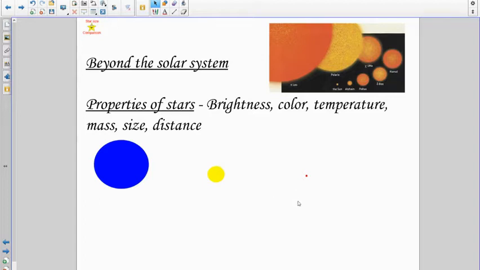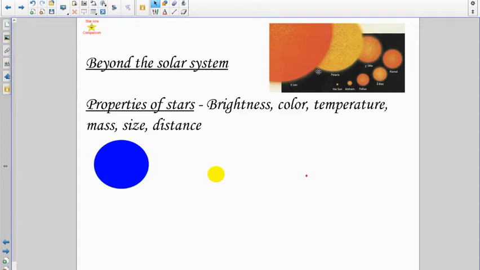There's some information we can gather from just looking at these three stars. One is that the colors are different. The smaller one here is red, the middle one here is yellow, and the large one here is blue. We'll delve into that a little bit as we go forward here.